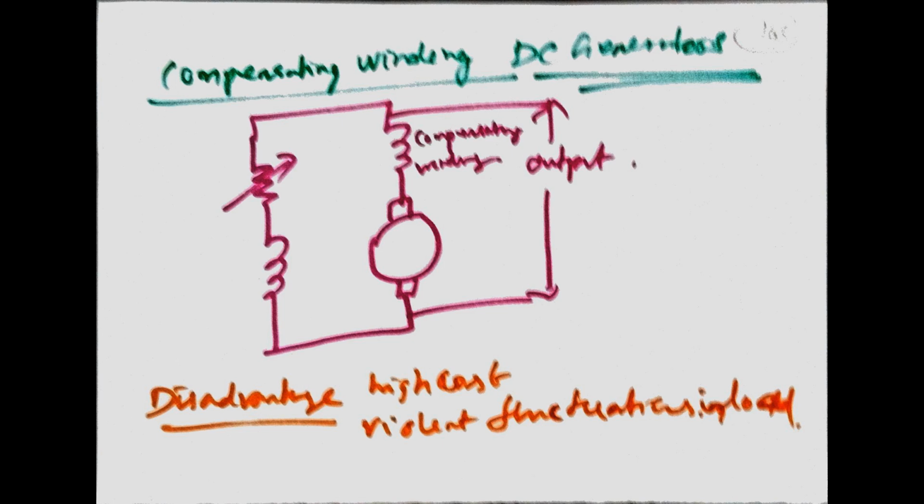The compensating winding circuit diagram is shown in the figure. That is, the compensating windings are connected in series with the generator armature. Disadvantage: high cost, justified only by violent fluctuations in load.